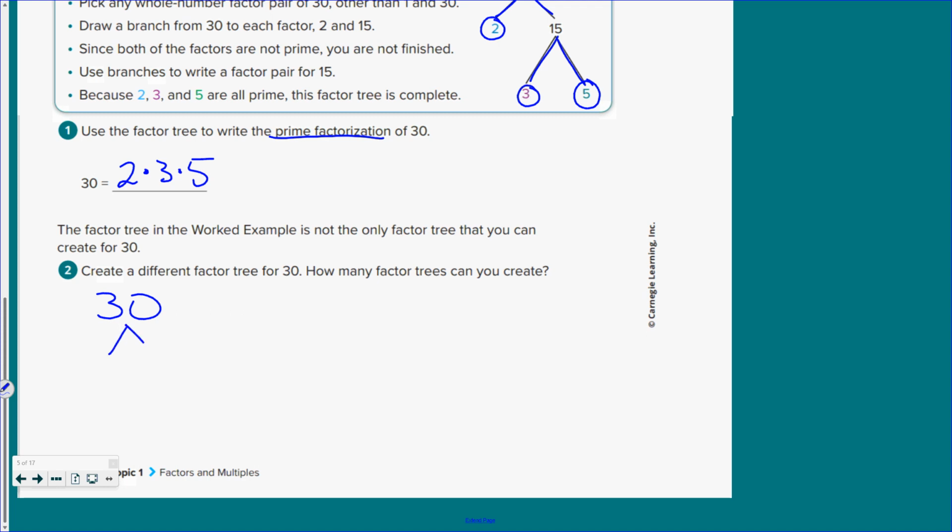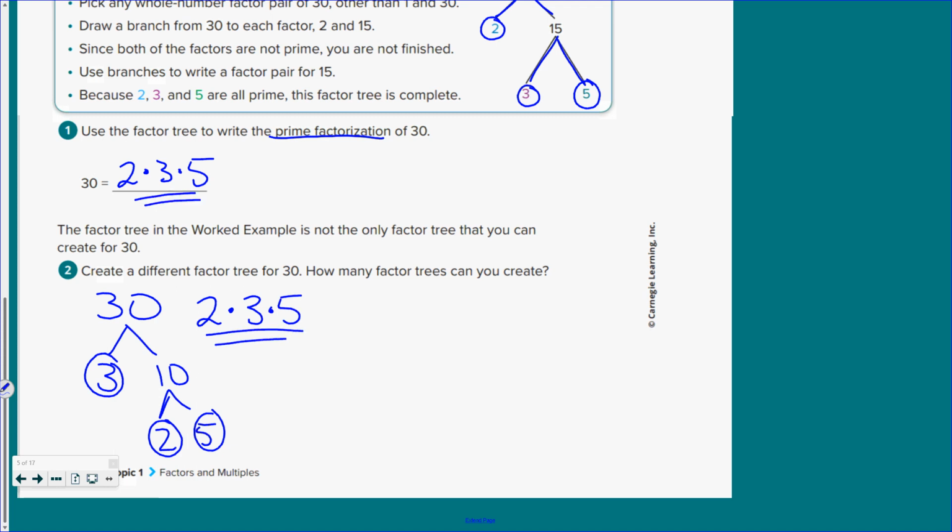10. So 3 times 10. Is 3 a prime number? Yes, I circle it. What about 10? Can I break it down? Yes. I make it 2 times 5. Those are prime numbers, so I can now circle them. So if I rewrite this prime factorization, what's the smallest number? 2 times, what's the next smallest? 3 times 5. Is it any different? No. As long as you don't make a math error, it won't be any different. And you can get there from any set of factors of the number.